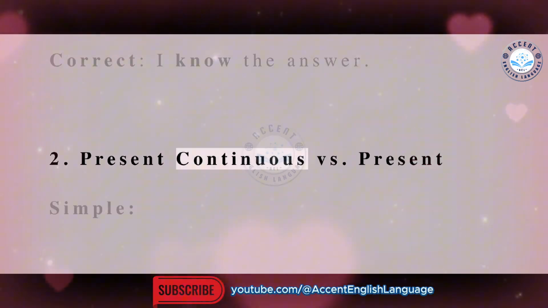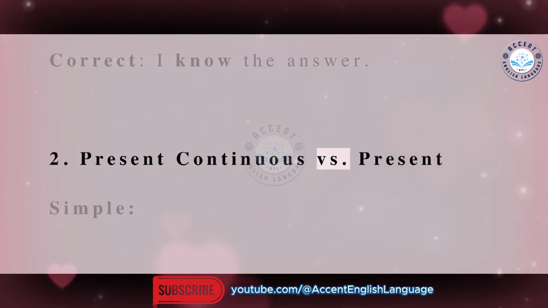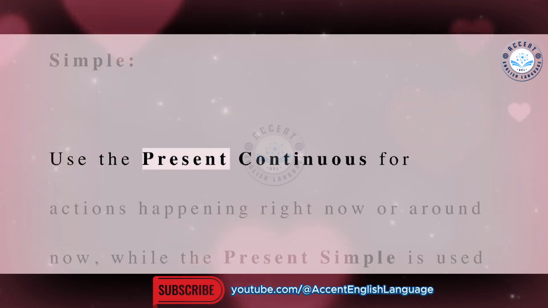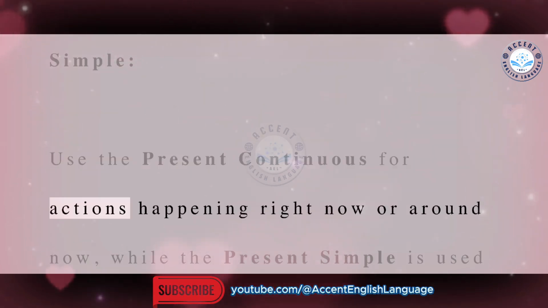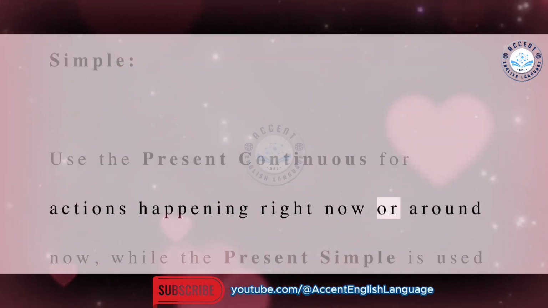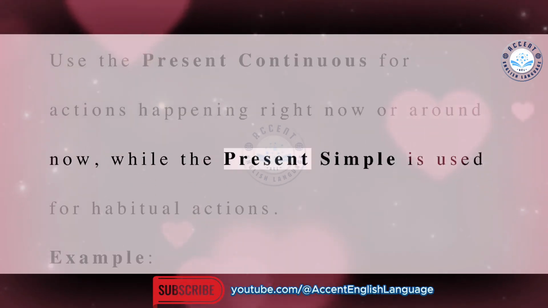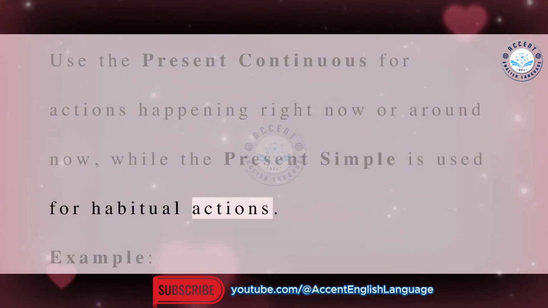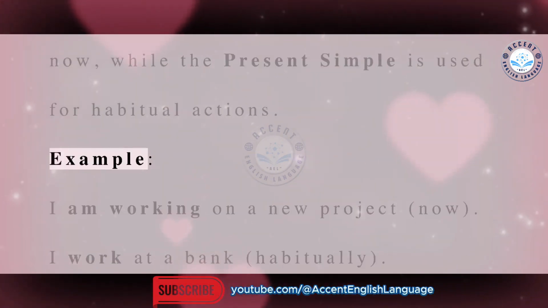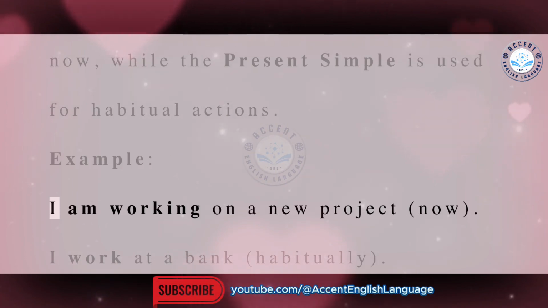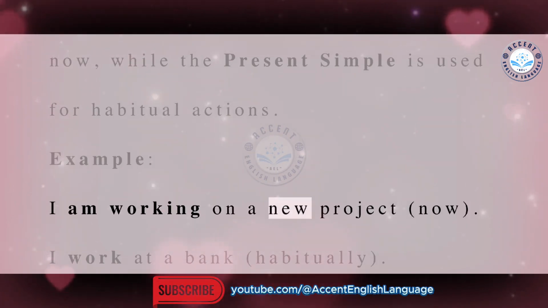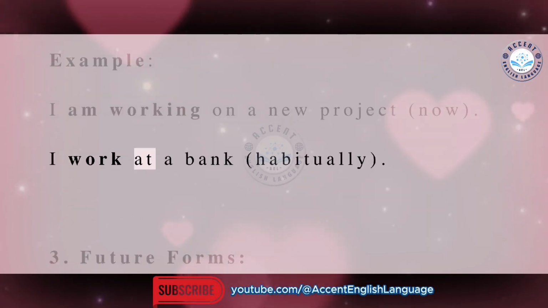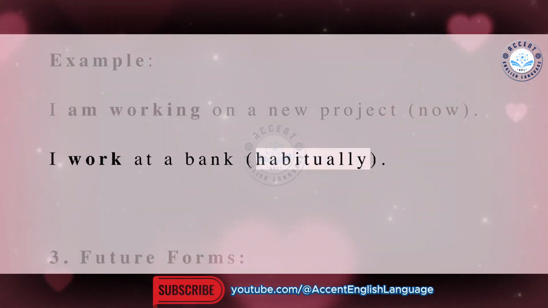2. Present continuous versus present simple. Use the present continuous for actions happening right now or around now, while the present simple is used for habitual actions. Example: I am working on a new project now. I work at a bank habitually.